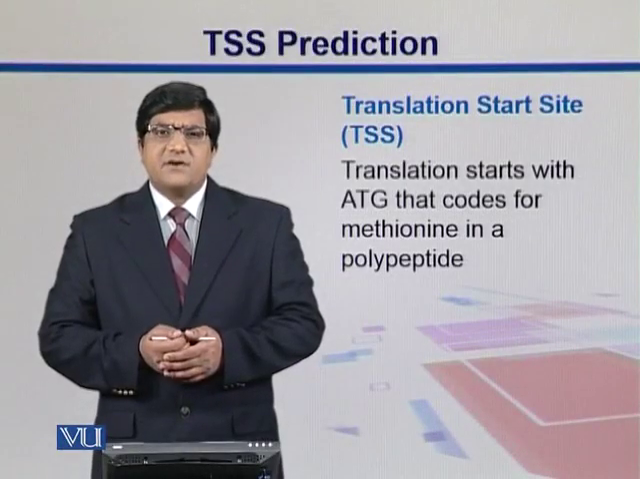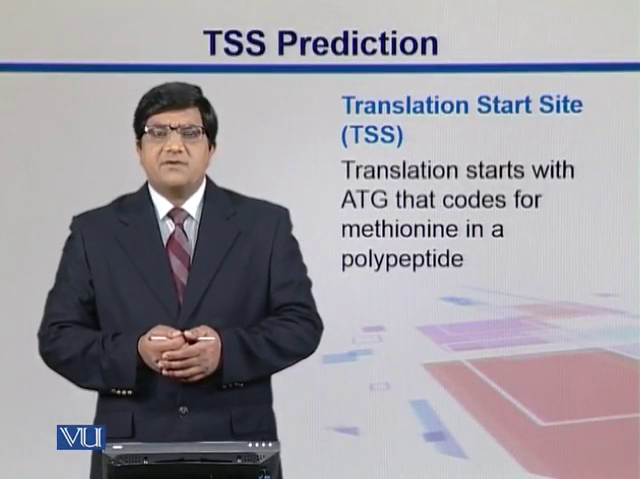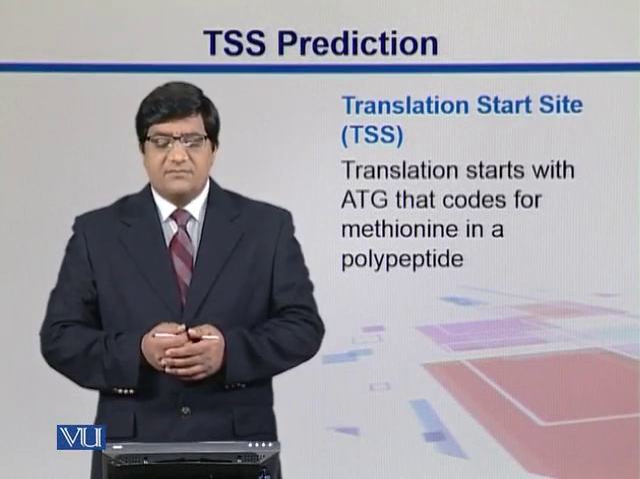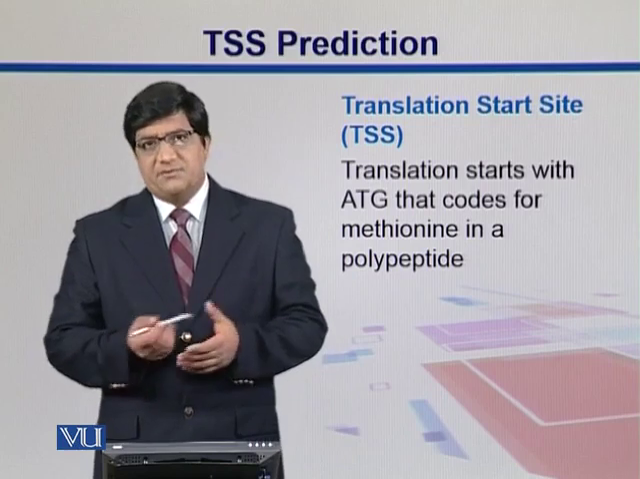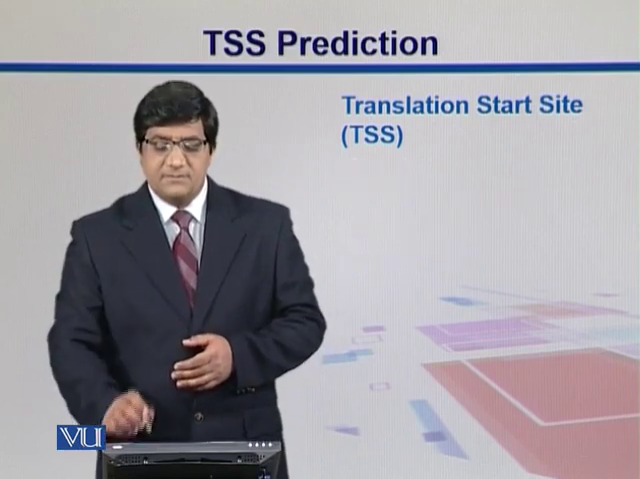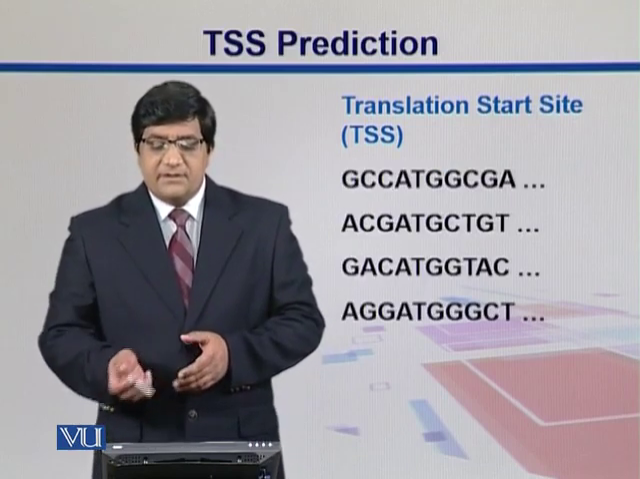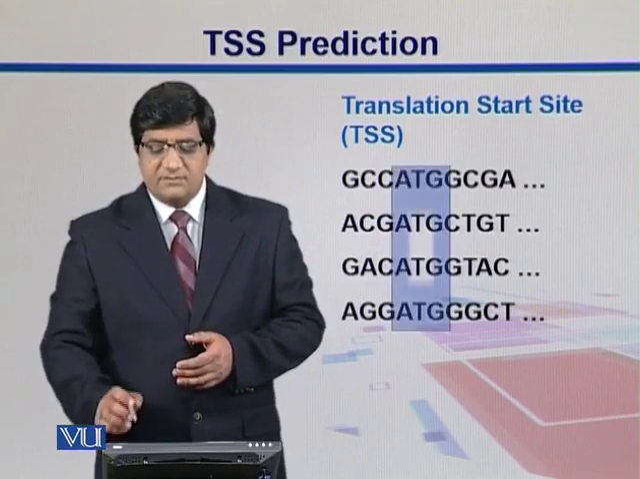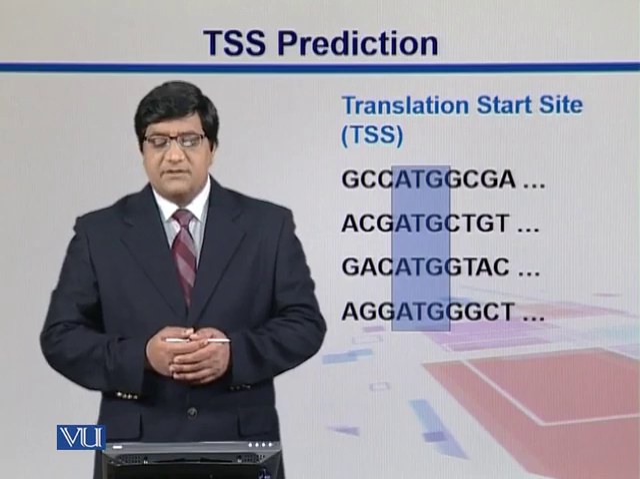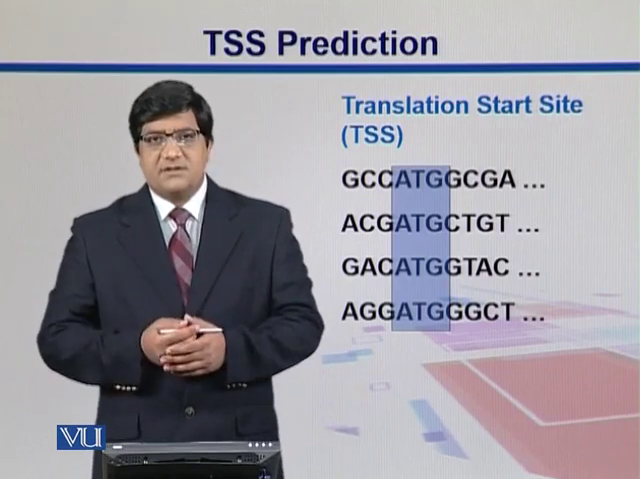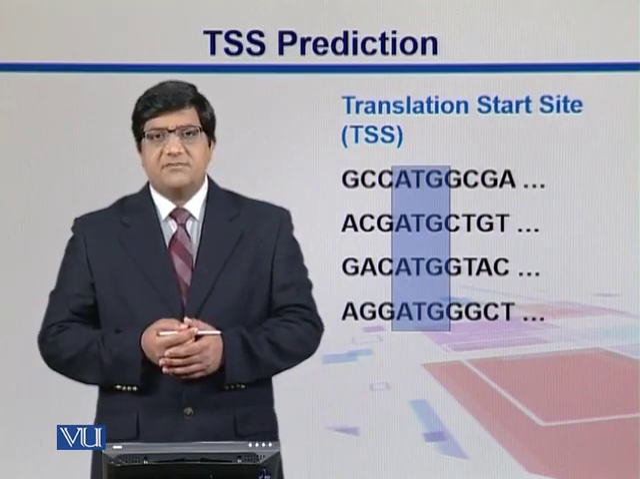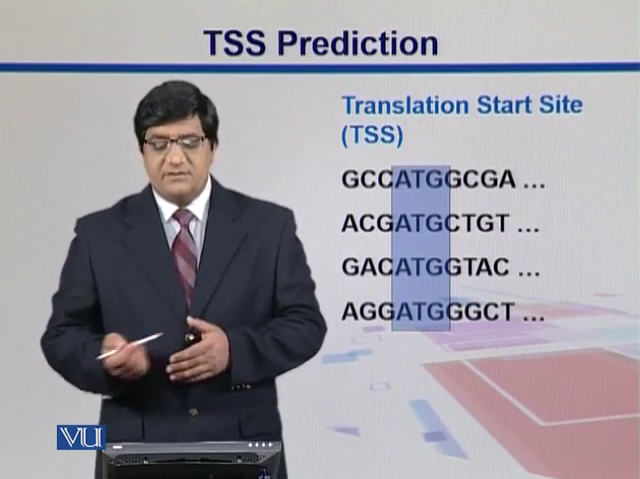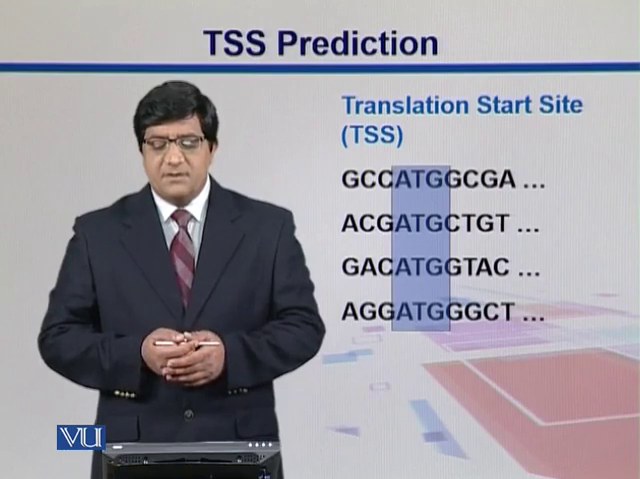TSS, or translation start site, also provides an important signal as far as gene prediction is concerned. Translation starts with ATG, which codes for methionine in a polypeptide. Here in these examples, we see those TSS in the middle. It's actually a file where the sequences are aligned with one another, and we can look into their ATGs, and we see there are some neighbors around them.